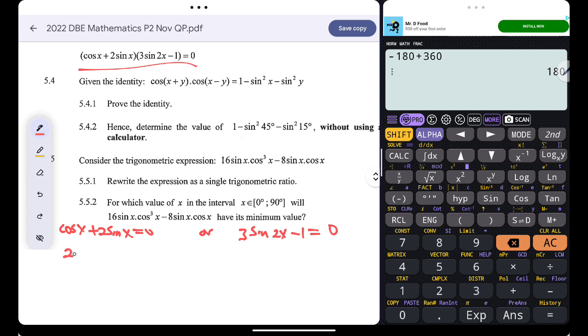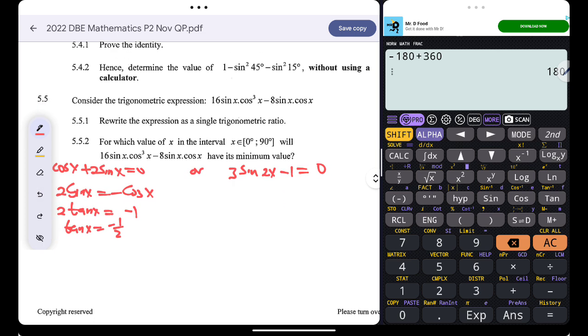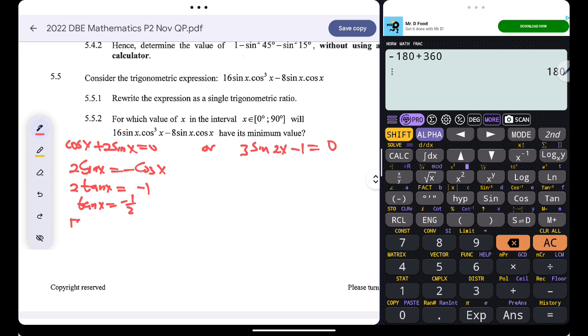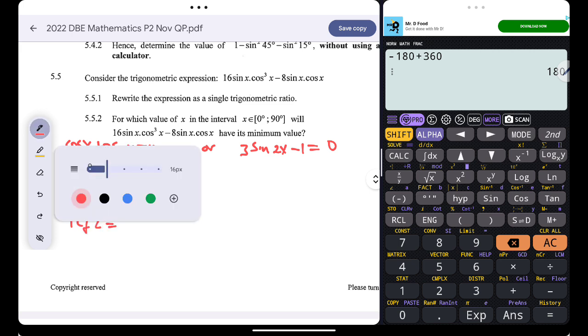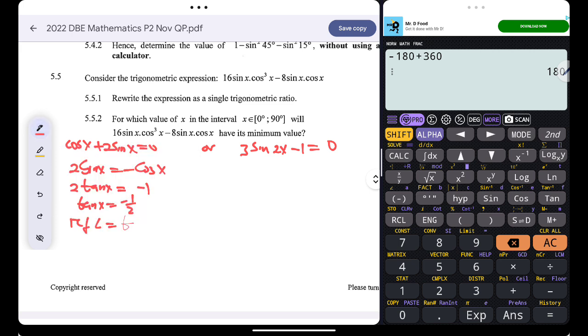For this one, I'll simply have 2 sin x is equal to the negative cos x. I can divide both sides by cos. I'll have 2 tan x on the other side. Why? Because sine over cos is equal to tan x, right? Then I can divide both sides by 2. Then tan x is negative half. All I have to do now is to find my reference angle. Are you together? My reference angle will be tan inverse of a positive half.